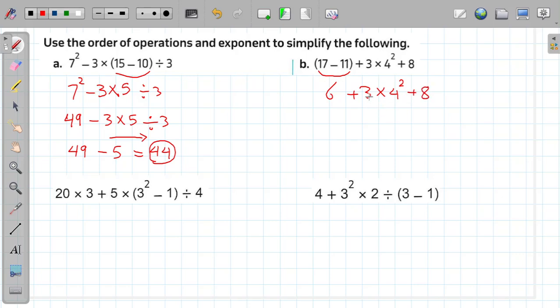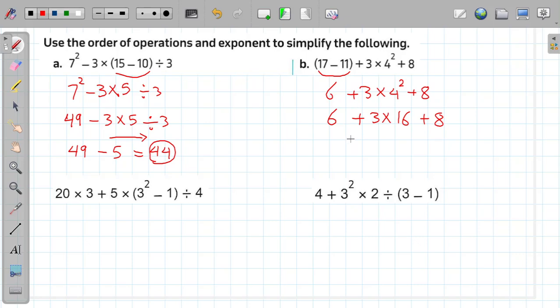Okay, next we calculate the value of the exponents. So I have here 4 to the second power equals 16, because 4 times 4 equals 16. So I have 6 plus 3 times 16 plus 8.